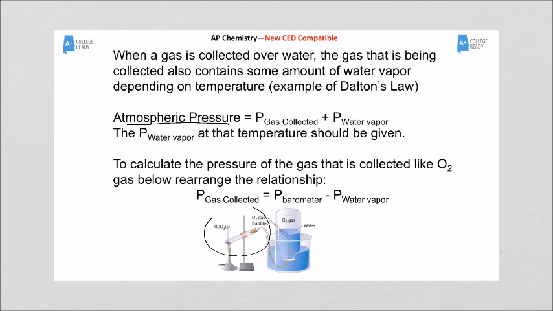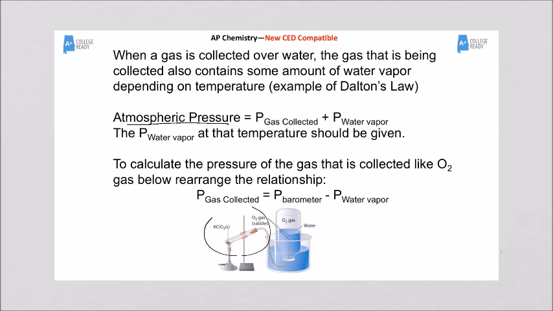Now, the atmospheric pressure is the sum of the pressure of the gas we're collecting, in this case the oxygen gas, plus the water vapor pressure. This water vapor pressure, at whatever temperature this experiment is taking place at, should be given in the problem.